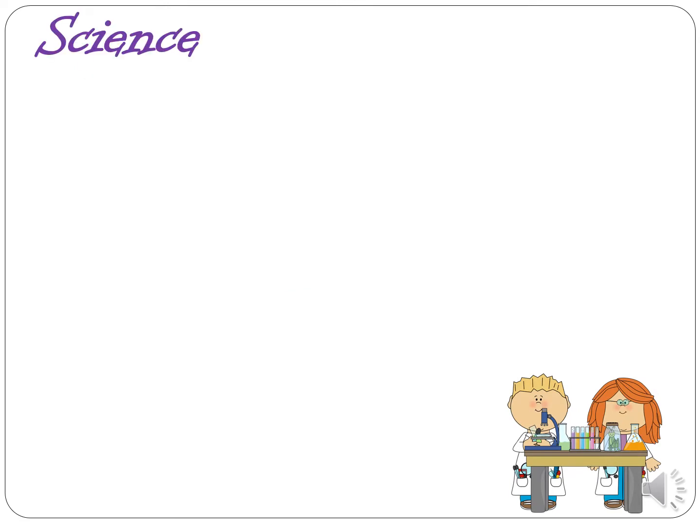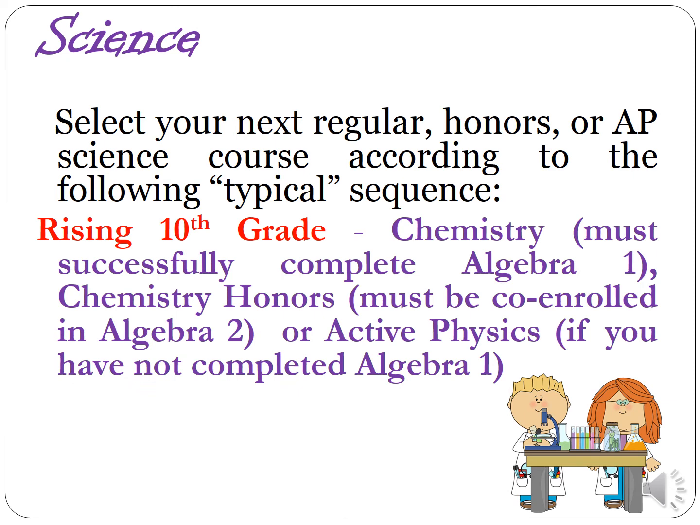Now we shall move on to science. Go ahead and select the next science class, either regular, honors, or AP, depending on the actual course. So for rising 10th graders, the majority of you will go into chemistry in 10th grade. You will have to have completed successfully Algebra 1 in order to enroll in chemistry. If you have not completed Algebra 1 by the end of this year, then next year you will want to sign up for active physics.